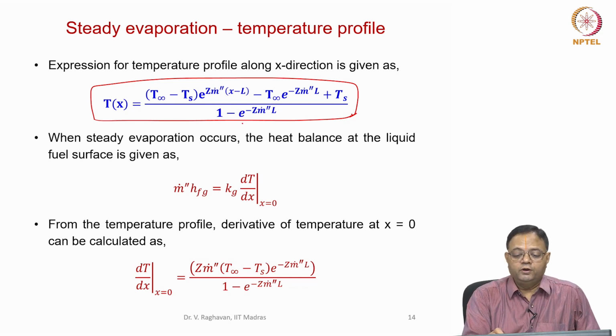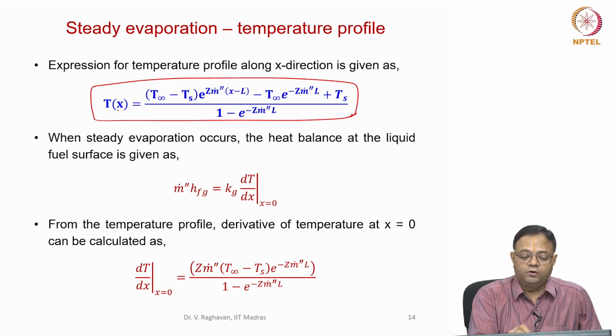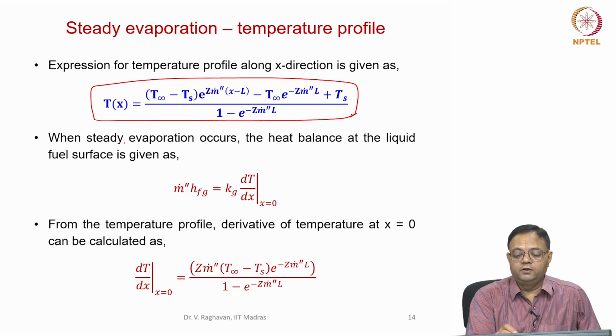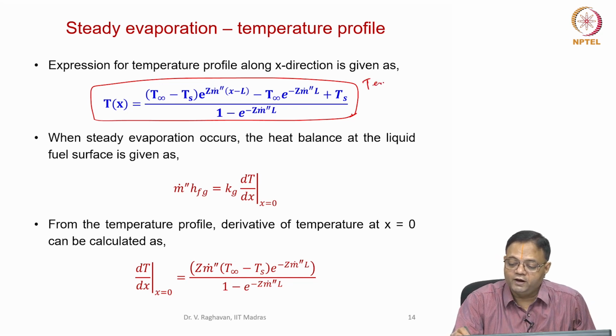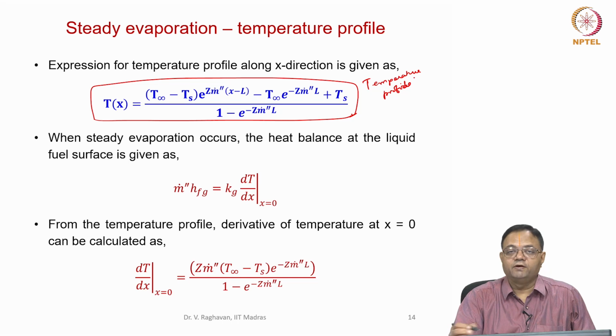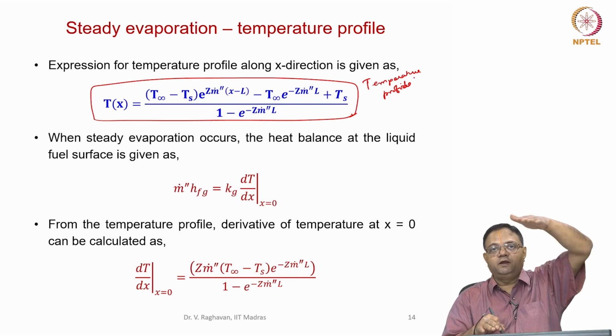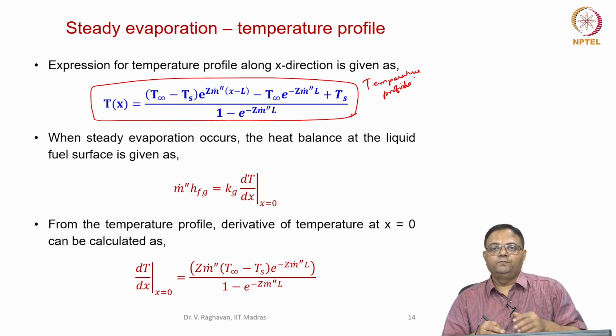So, you can check the boundary conditions, verify them. Put x equal to 0, you will get T equal to Ts, x equal to L, you will get T equal to T infinity. And this is called the temperature profile in the x direction, where the temperature varies from Ts at x equal to 0 to T infinity at x equal to L.